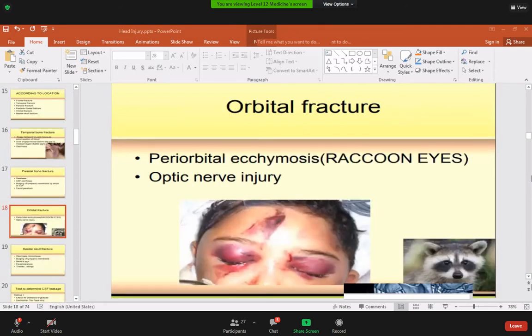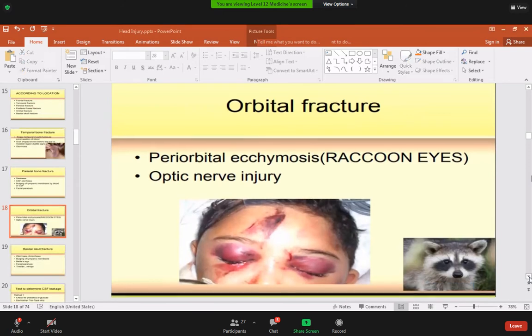Orbital fracture usually presents as raccoon eyes. Both the upper eyelids and the lower eyelids are reddened, and there is ecchymosis, a redness or bluish discoloration around it because of the extravasation of the blood. We call it periorbital ecchymosis or the raccoon eyes, and there may be an associated optic nerve injury.